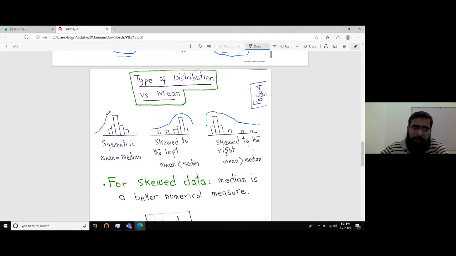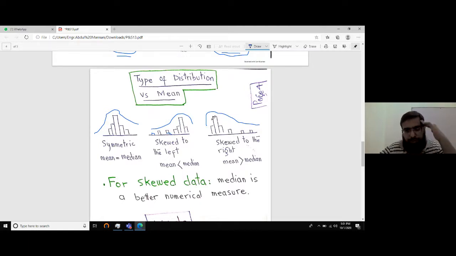But if it has a tail in the middle and the area under the curve on both sides is approximately the same, it is symmetric. So for a symmetric data set, mean is approximately the same as median, whereas if we have a data set skewed to the left, mean is smaller than median, because with these outliers present in the data, the mean would be shifted to the left and would be smaller than median. The median would be shifted but would not shift as much as the mean.